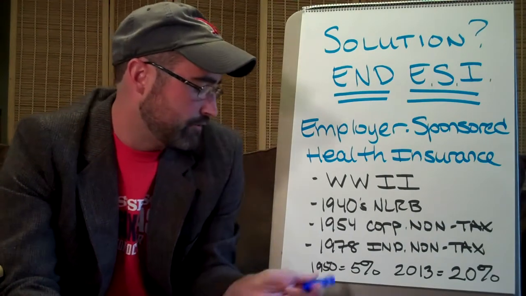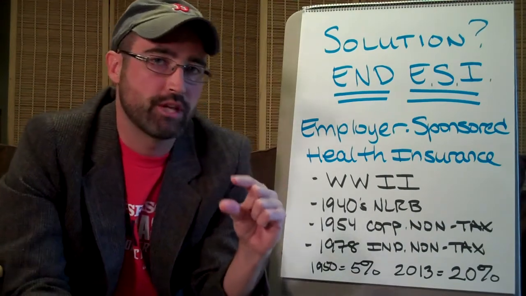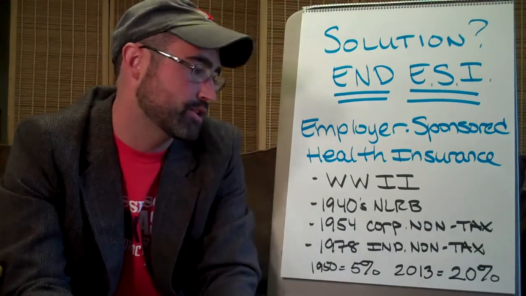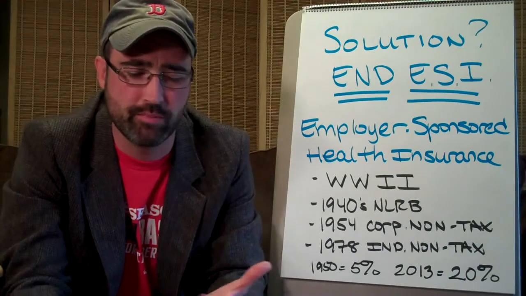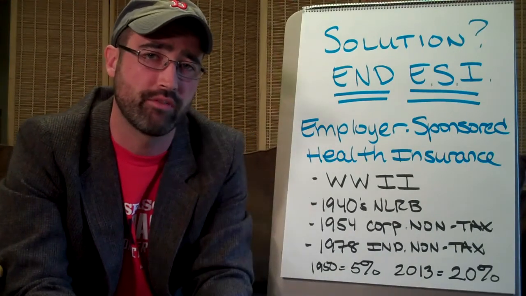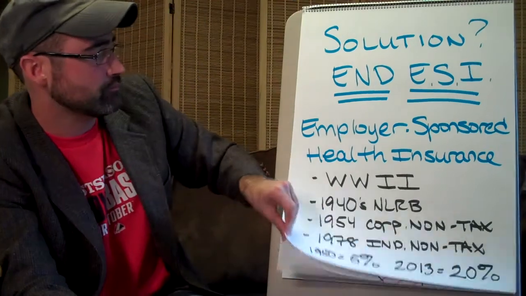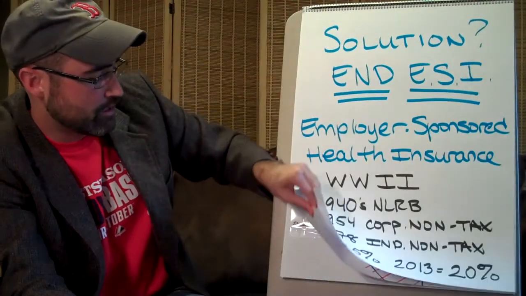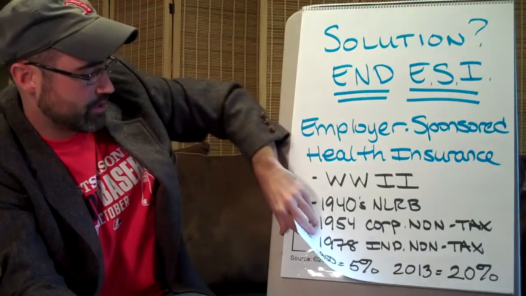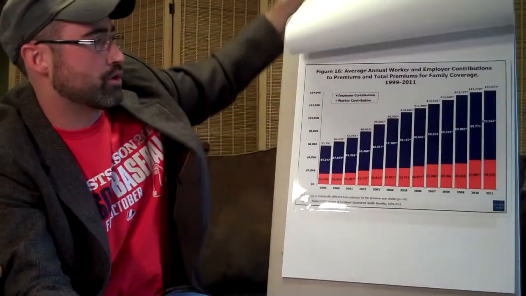Because in 1950, only 5% of your compensation from your employer went toward things like health insurance and 401k. Now it's 20%. So there's been a loss of wages in addition to a distortion in the prices of health insurance on the private market. And to give you an idea about that distortion, I can show you a graph that shows how high the prices have risen over the last 10 years.